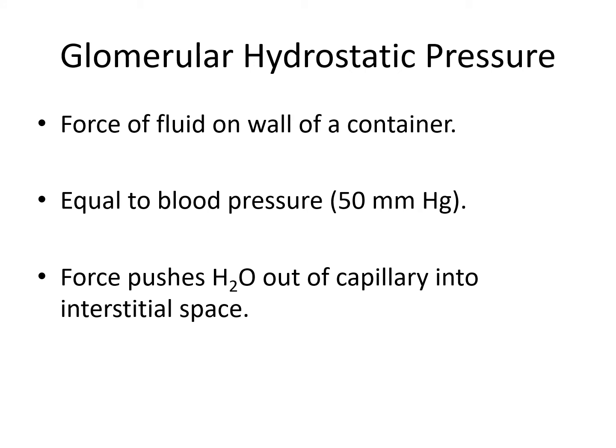Okay? The main one is the glomerular hydrostatic pressure. This is the force of fluid on the wall of a container. If you consider the renal corpuscle a container, the blood that's entering the glomerulus is under high pressure because it's coming right from the renal artery. It's equal to blood pressure, about 50 millimeters of mercury. This pressure pushes water out of the capillary into the interstitial space.